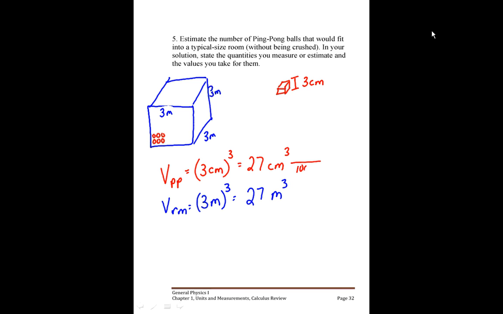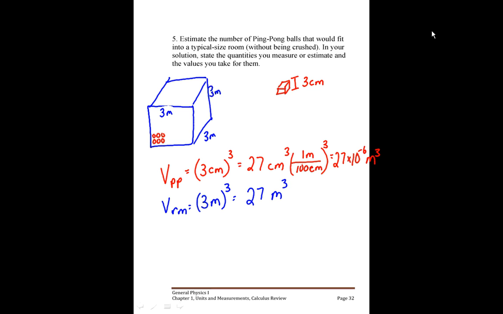There are 100 centimeters in 1 meter. I cube that, and I get 27 times 10 to the minus 6 cubic meters. That is the volume of a ping pong ball in cubic meters.